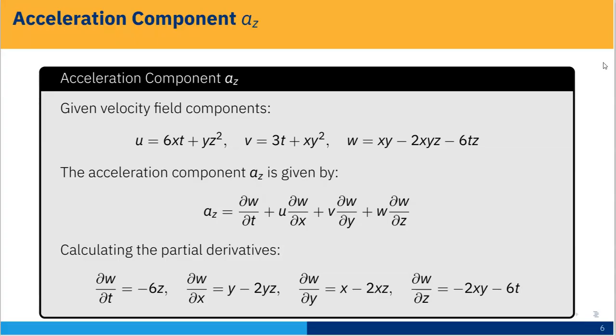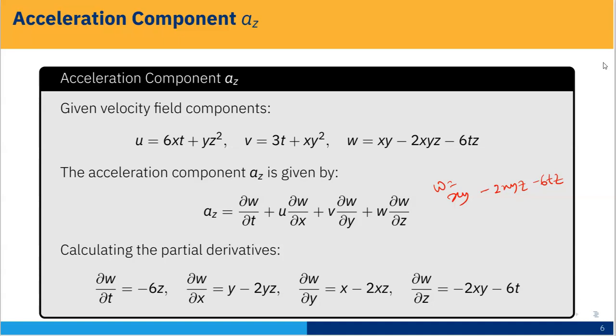Now we have to calculate the acceleration component az. The w is xy minus 2xyz minus 6tz. az is ∂w/∂t plus u ∂w/∂x plus v ∂w/∂y plus w ∂w/∂z. So here ∂w/∂t gives minus 6z, ∂w/∂x is y minus 2yz, ∂w/∂y is x minus 2xz, and ∂w/∂z is minus 2xy minus 6t.